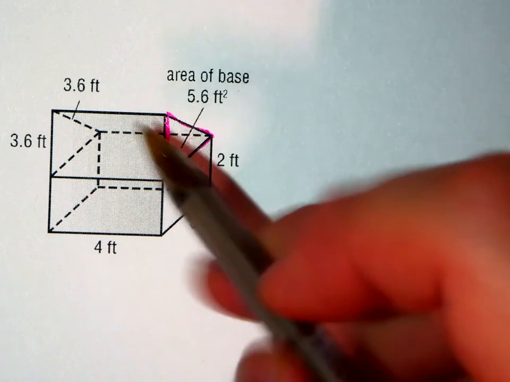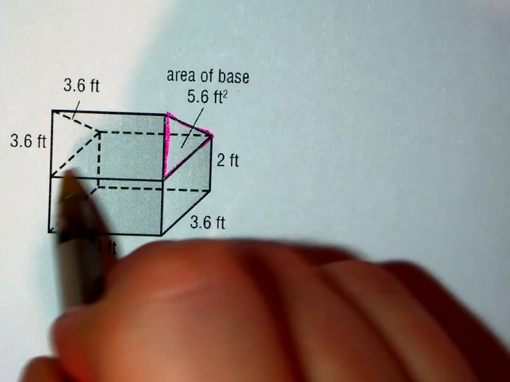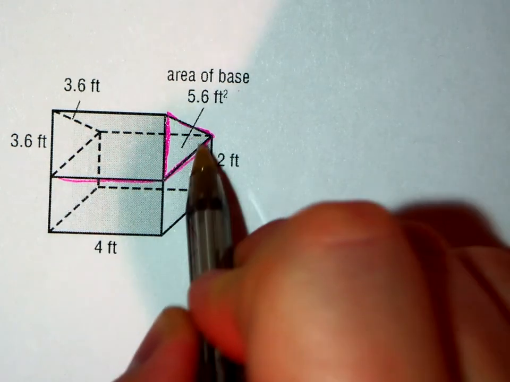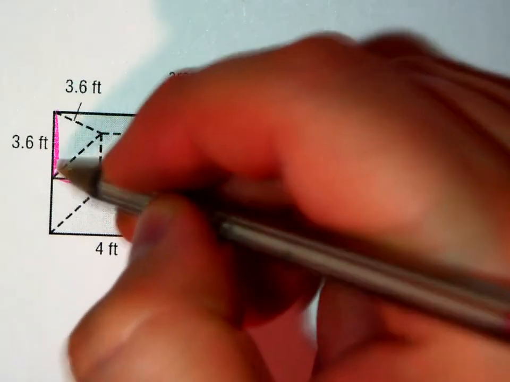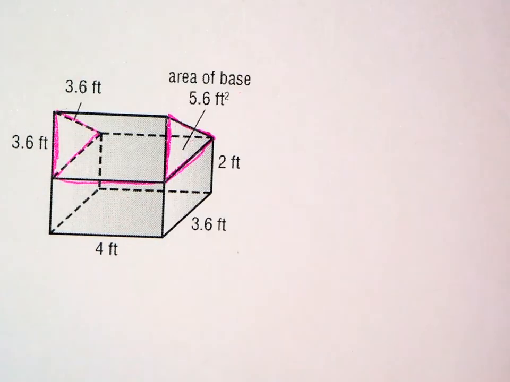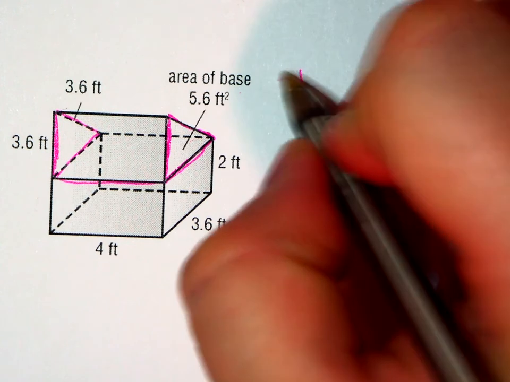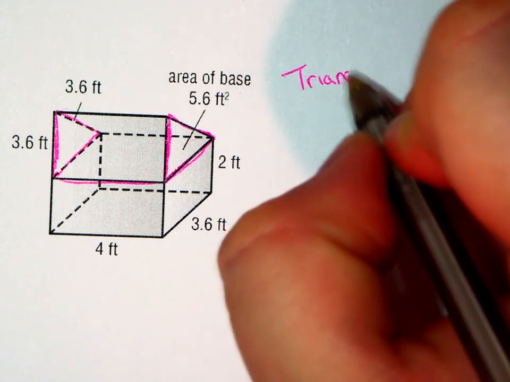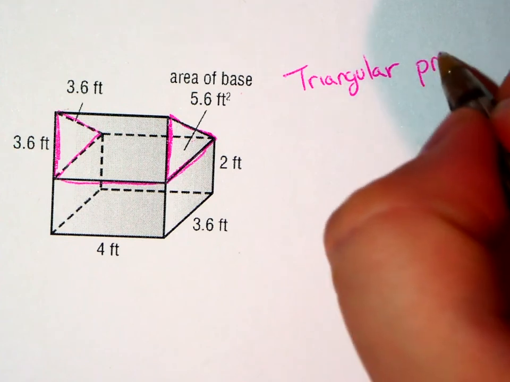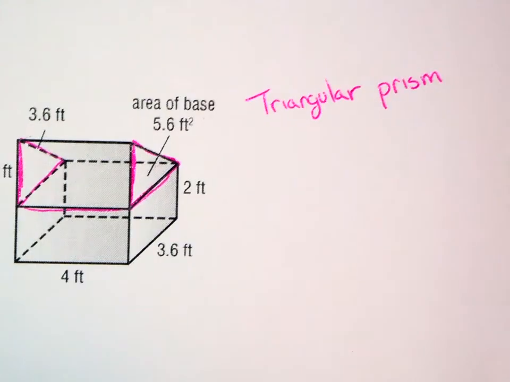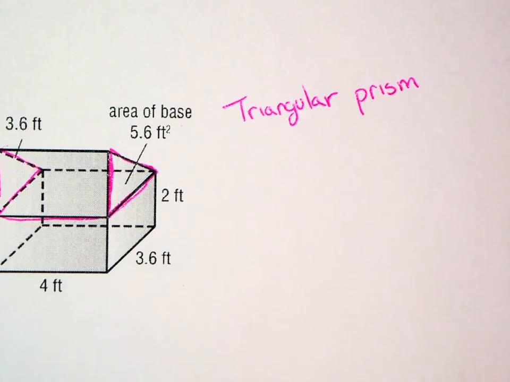I'm going to break this image up into 2 pieces because if I cut this top piece off, I see a triangle here and a triangle over here on the left, which means I have a triangular prism. And I can find all of the pieces for a triangular prism.